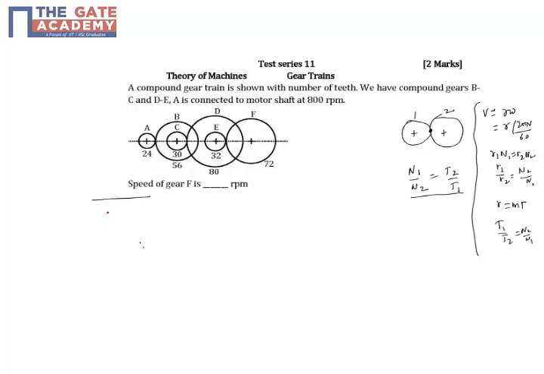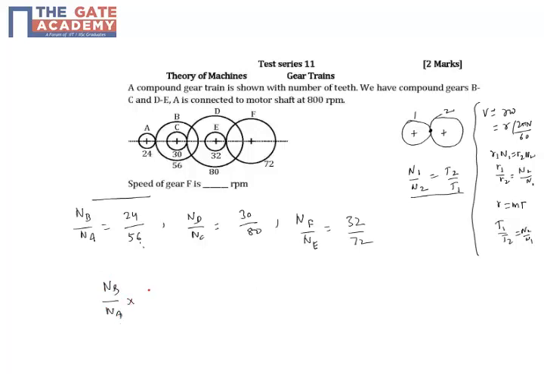So let's apply for the A and B combination. NB by NA is TA by TB. TA is 24 and TB is 56. Similarly, let's apply for C and D. ND by NC is TC by TD, which is 30 by 80. Now let's apply the similar equation for E and F because they are in mesh. So NF by NE is TE by TF, which is 32 by 72. Now I need NF, right? So let's multiply these three and let's see what we get.